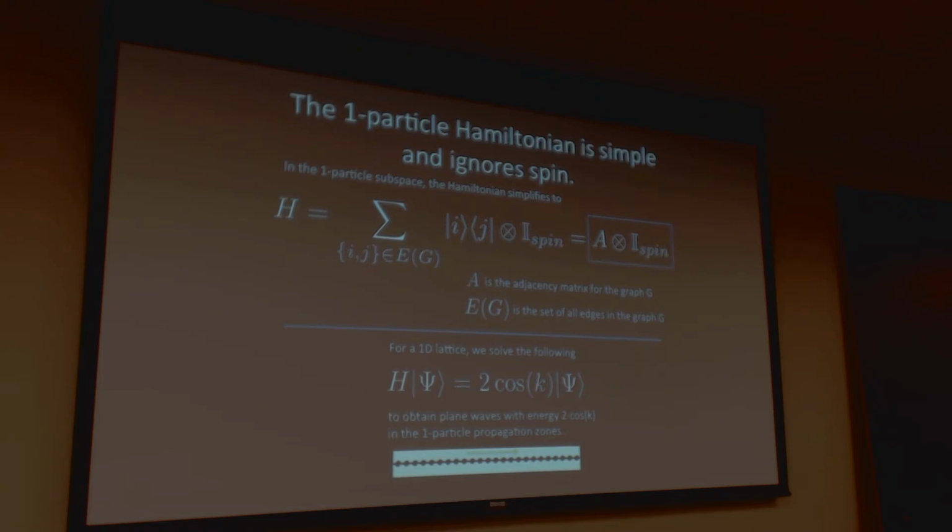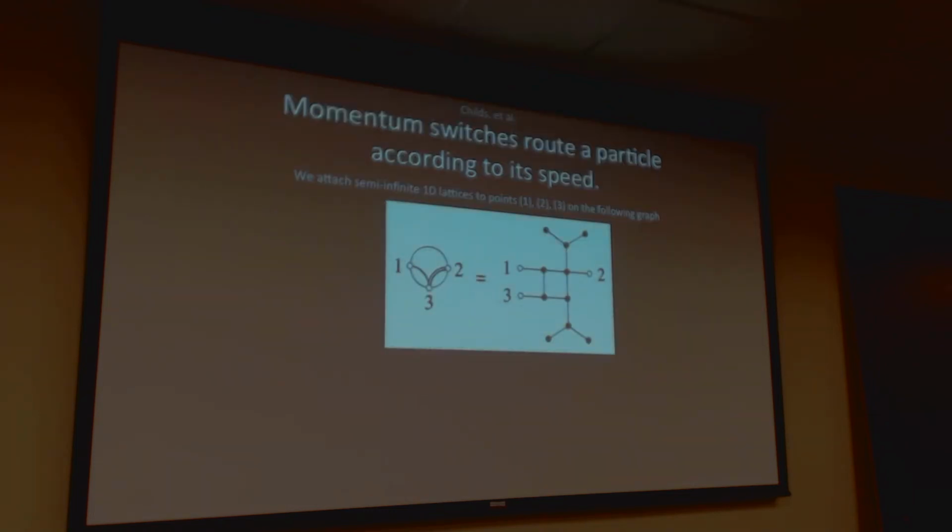Particle propagation zones. The more interesting case is where we're looking at these momentum switches. The idea is that we're attaching semi-infinite lines onto each of these open nodes here, and we'll be sending in plane waves from one side and having them go out either 1 or 2, for instance. We're sending them in from one of these and having them go out the third one, and this also boils down to an eigenvalue problem, which I won't go into the details of, but is straightforward.